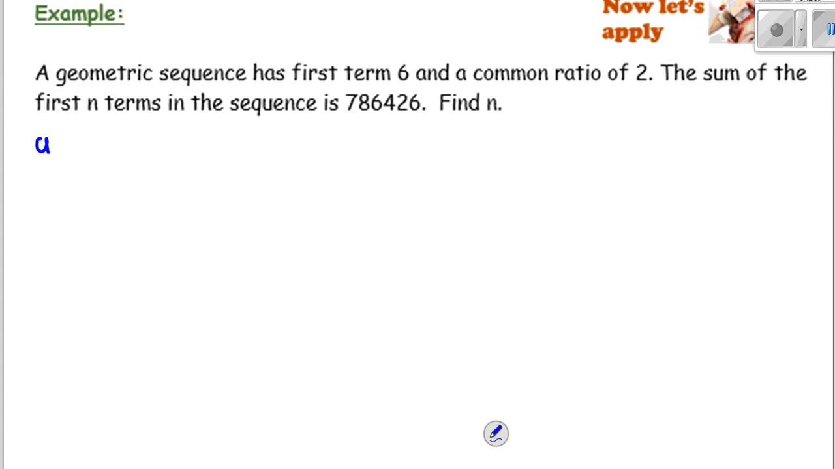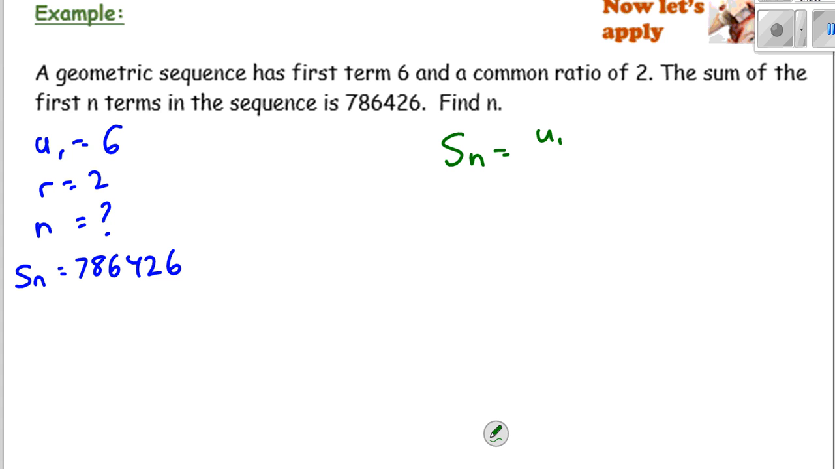u of 1 is 6. Our r equals 2. We don't know what n is, and the sum is that. So we know what the sum is. So a big sum formula. If you want to write the sum formula, it might be helpful. I would see this as a classic example of where they maybe want you to solve by graphing. So just reminding you of what the formula was to begin with, so you know what goes where.